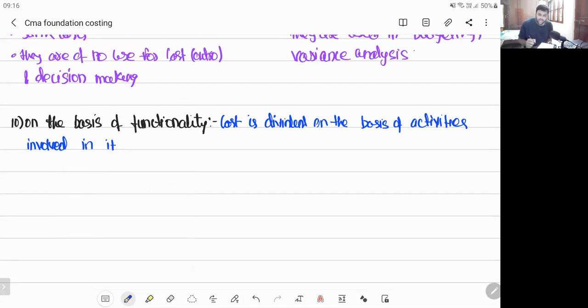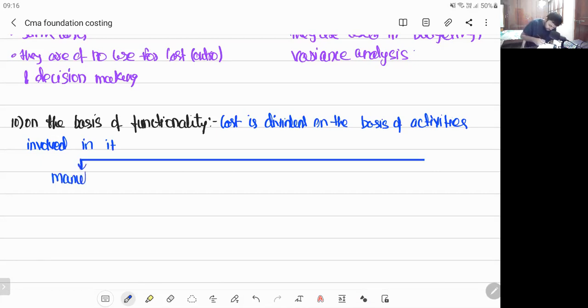Okay. So what are the activities involved in our factory? We have production activity, we have administration activity, we have selling and distribution activity. So if you divide the cost on the base of activity involved, we call it functional classification. On the base of functionality, the cost can be divided into two parts. The first one is manufacturing and production cost.